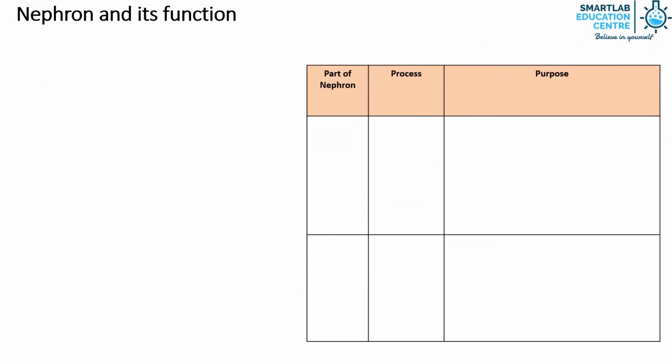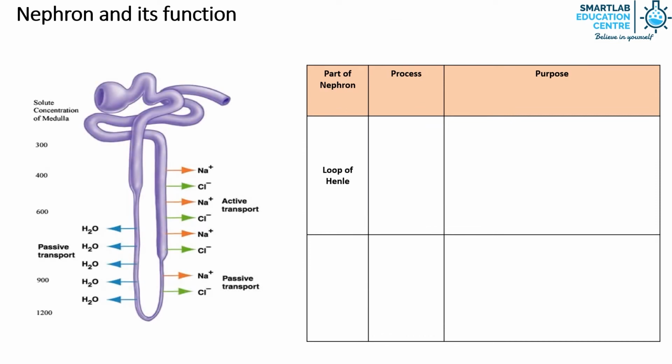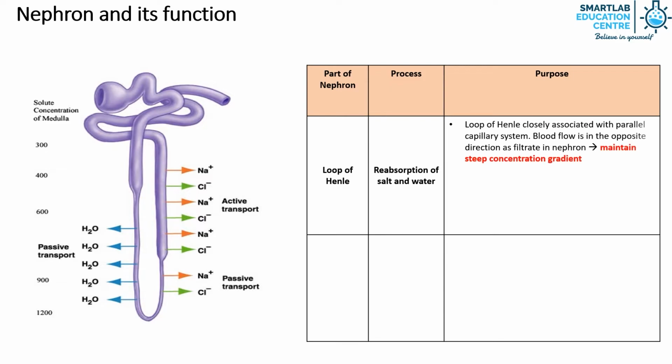The third part of the nephron we will look at is the loop of Henle. The main process that occurs here is reabsorption of salt and water. The loop of Henle is closely associated with the parallel capillary system. Blood flow is in the opposite direction as filtrate in nephron, which helps maintain a steep concentration gradient.